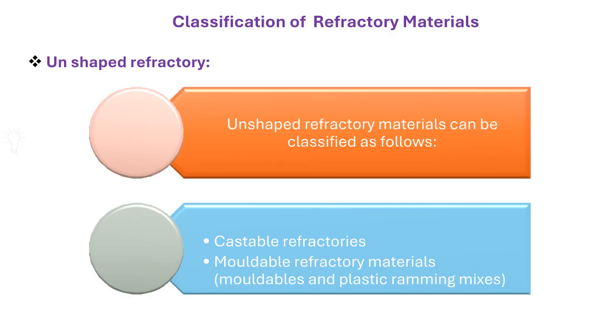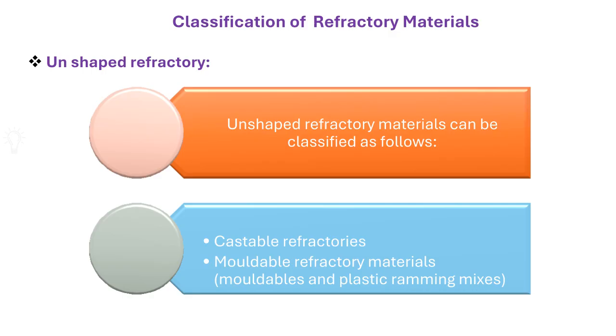The third category is plastic ramming mixes. These materials are compacted using manual or pneumatic rammers. The ramming action helps achieve high density, strong particle bonding, and excellent mechanical strength after installation. Plastic ramming mixes are commonly used where durability and abrasion resistance are critical.